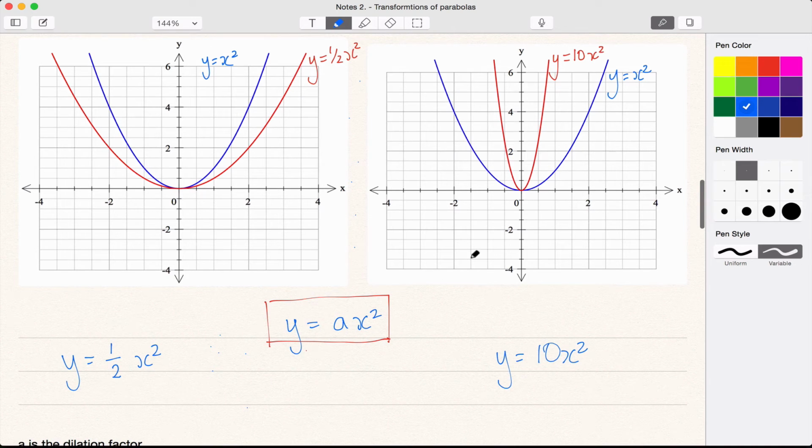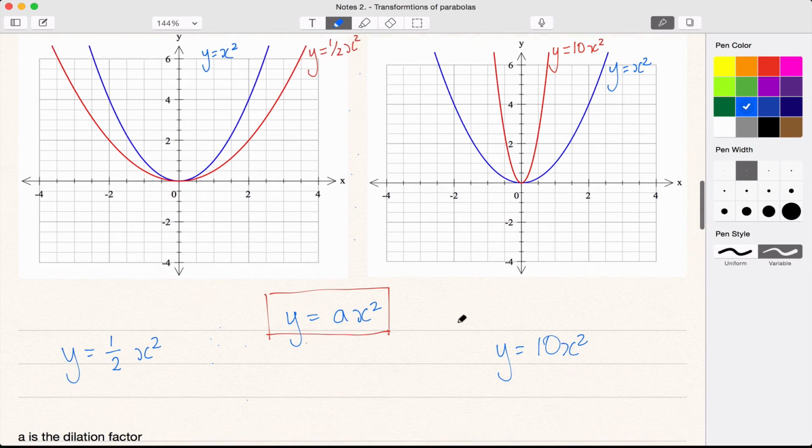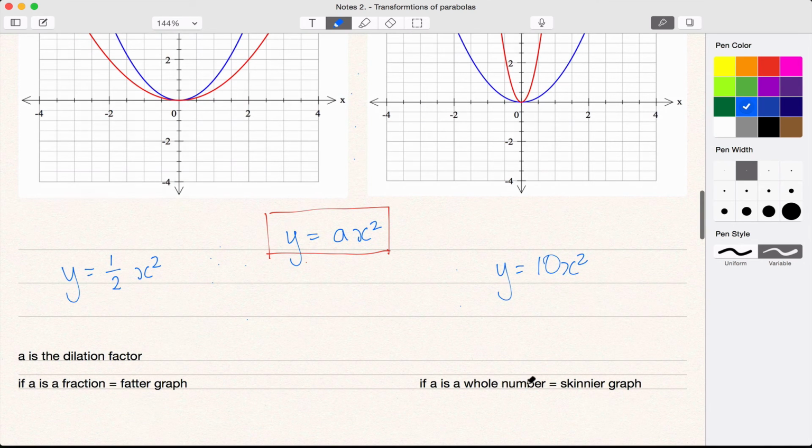Our second example is if you have a whole number out the front of the x squared. So if a is a whole number, like 10x squared, or 100x squared, or 2x squared. Any number that's a whole number, this is your normal graph, and then this is your whole number for a. This is y equals 10x squared, and it is a thinner graph than the normal one. Turning point stays the same. Turning point doesn't move with either of these graphs. If a is a whole number, like 10, or 1, or 100, then you get a skinnier graph than the normal graph.